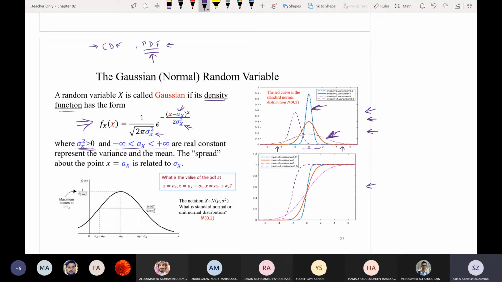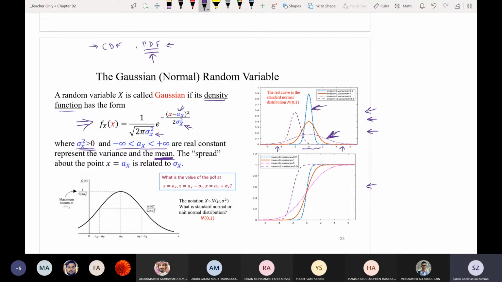Any finite number, which I mean. Now, this AX is basically what we call the mean or the average. So we'll come to mean and average and variance and all these things in more detail in chapter 3. But now what you need to know about AX here is that it's the average value of the random variable. Average, okay?